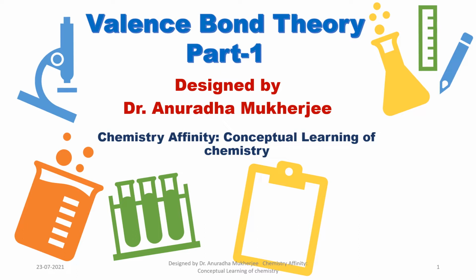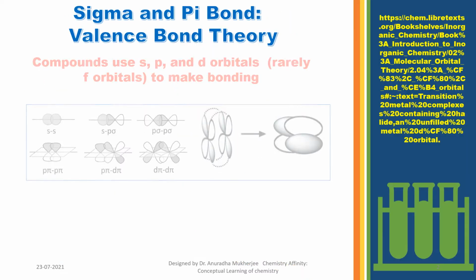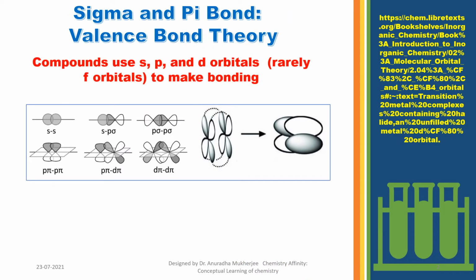This is a concept of how a molecule looks, why the molecular geometry is tetrahedral, octahedral, trigonal planar. That can be explained by a theory which is known as valence bond theory. So now you can see the valence bond theory actually explains the formation of sigma and pi bonds in molecules. We all know that compounds use s, p and d orbitals, sometimes f orbitals also, to make the bonding. And we also know there are two types of bonding.